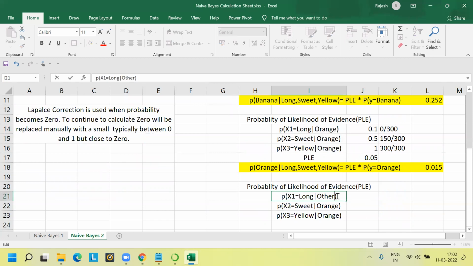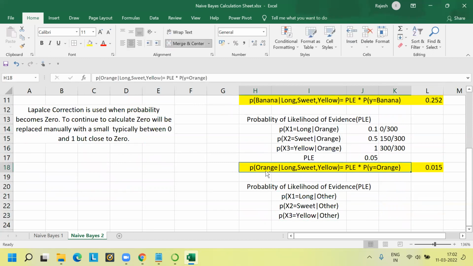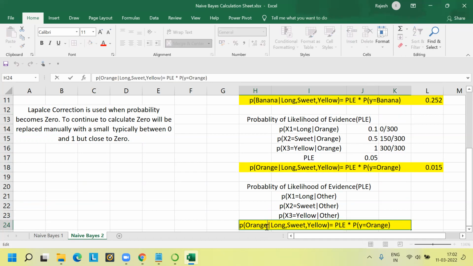Long and other. Sweet and other. Yellow and other. And then probability of other given it is long, sweet and yellow, and probability of other.